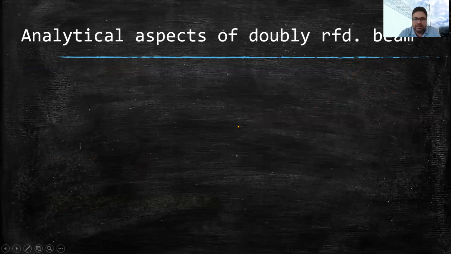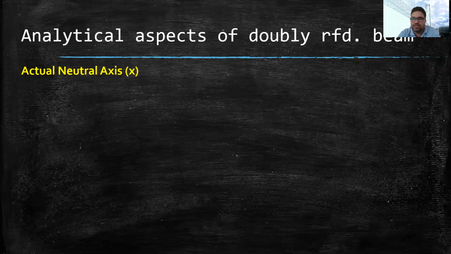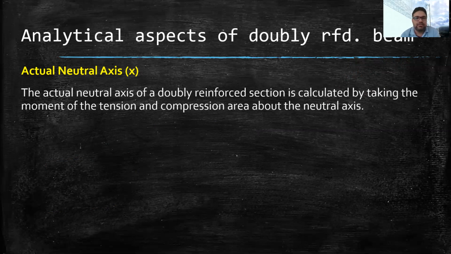Now the major point is how we find out the actual depth of neutral axis. The actual depth of neutral axis is dependent on the amount of compressive steel also. I will use the same formula here; the only extension is the provision of compressive steel. The actual neutral axis of doubly reinforced beam is calculated by taking the moment of the tension and compression area above the neutral axis. The same concept we used in singly reinforced beam also.